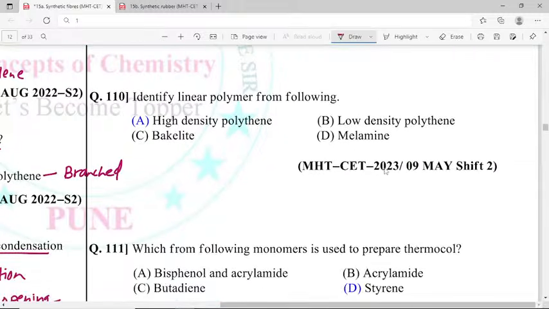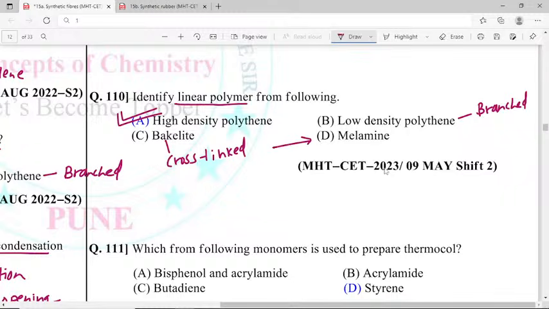Identify the linear polymer from the following. Linear polymer, high density. Low density is a branch. Bakelite cross link. Melamine is again cross link.